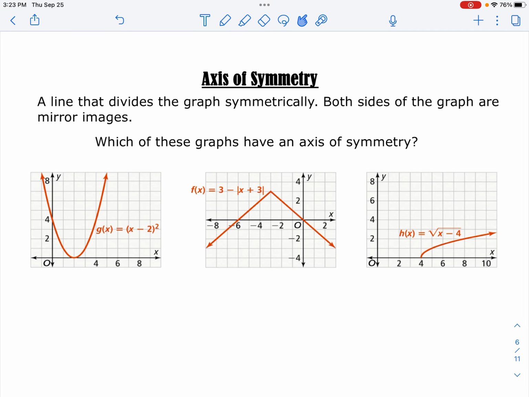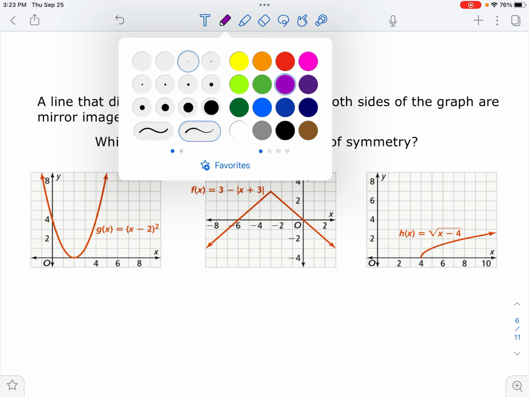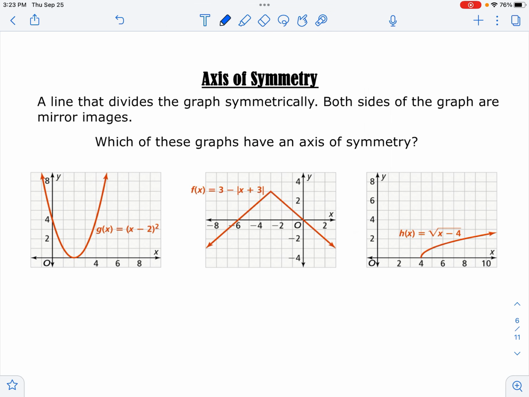All right. Also, axis of symmetry. So an axis of symmetry is simply another way of saying a line of symmetry. So it's just a line that divides the graph symmetrically. Both sides of the graph are mirror images. So which of these graphs have an axis of symmetry? All right, so let's look at right here, this first graph. There's a line of symmetry right down the middle, right? It's a vertical line, but this side of the graph looks like this if you were to mirror them over or flip them over. So there's one axis of symmetry.